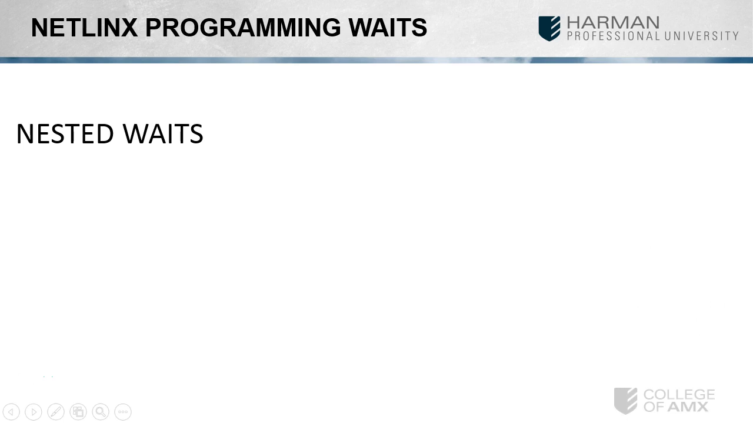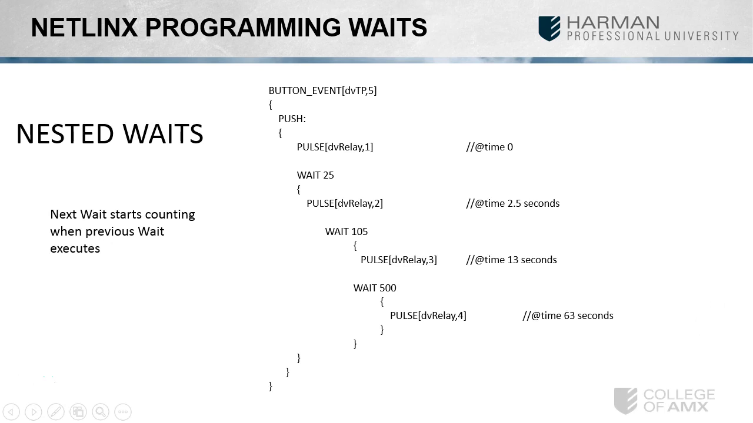Nested waits means that a wait is nested inside of another wait. The first wait will start counting, and when it finishes, the next wait will then start counting. In other words, the wait times are cumulative. I am going to use the same time values and devices from the previous example.